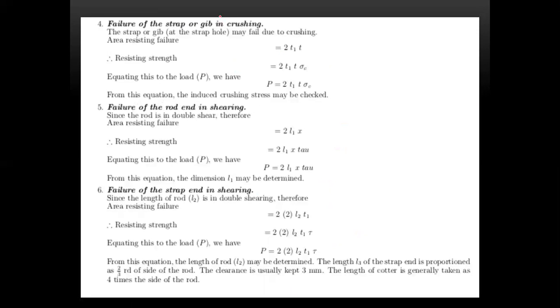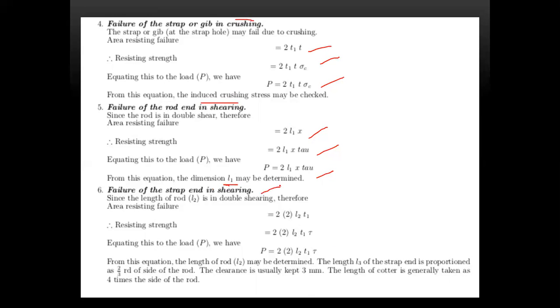Next, the failure of the strap in crushing. For crushing, the area is 2 into T1 into T, and the resistance strength is 2 into T1 into T into sigma C. Therefore, the load P is equal to 2 into T1 into T into sigma C, crushing. Now the end in shearing is equal to 2 into L1 into x into tau. So with this we can determine L1.